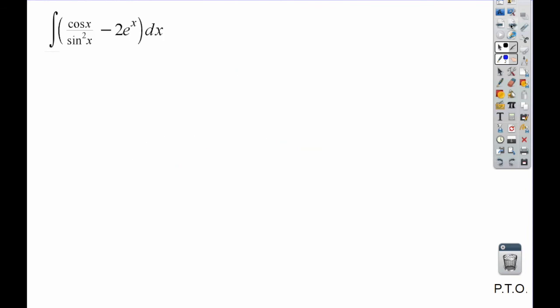Alright, next example. Integral of cos x over sine squared x minus 2 e to the x. You might be thinking, what's going on? You said these would be easy.